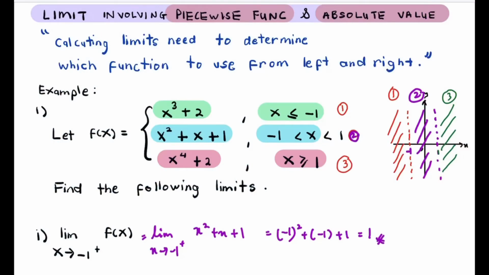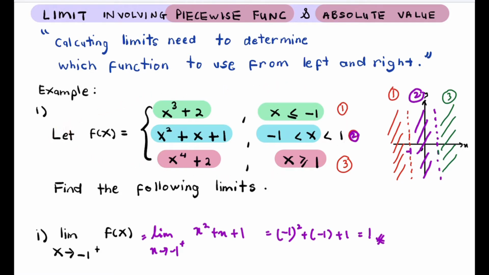Now let's proceed with limits involving piecewise function and also absolute value function. So now, if we want to calculate something with piecewise function, we need to determine which function to use from our left and also from our right. So let's see here, you are given a piecewise function like this.